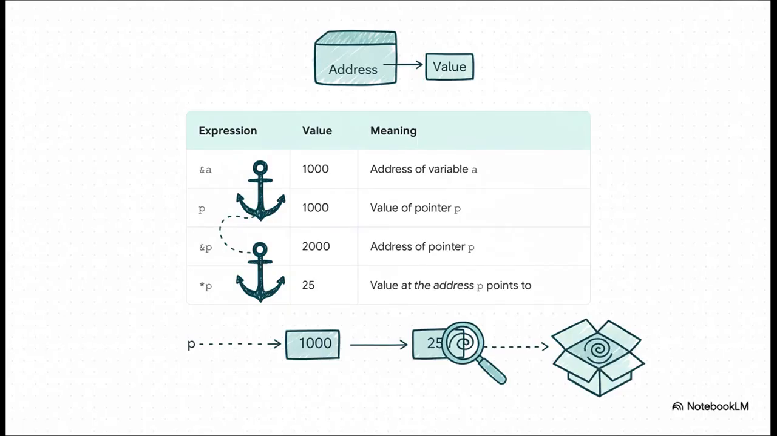This little table here is your cheat sheet for pointer syntax. We've seen the ampersand, &, which gets an address. Now look at the asterisk, star. This is called the dereference operator, and it does the exact opposite. It says, hey, go to the address I'm holding and tell me what value is there. So *p goes to address 1000 and fetches the value, which is 25.